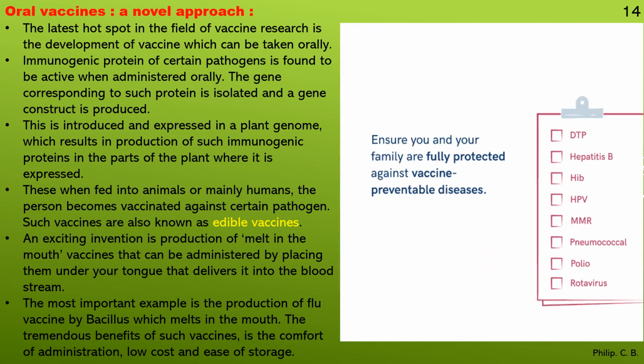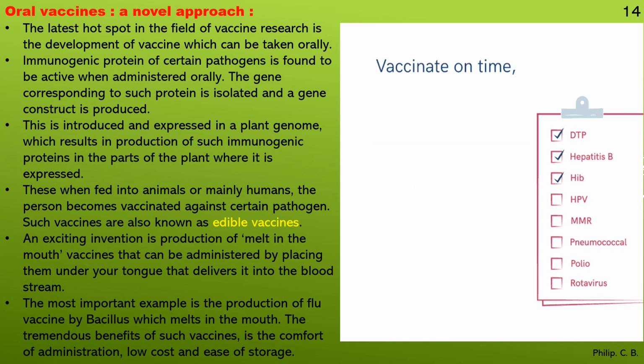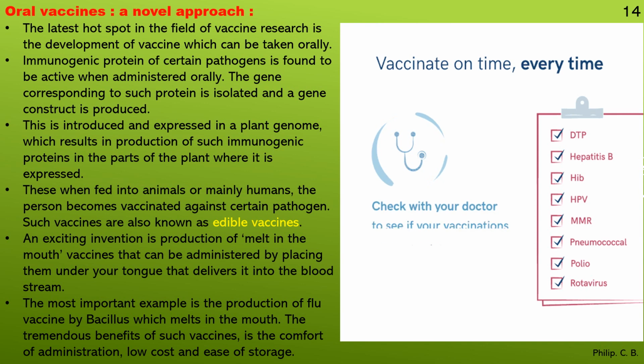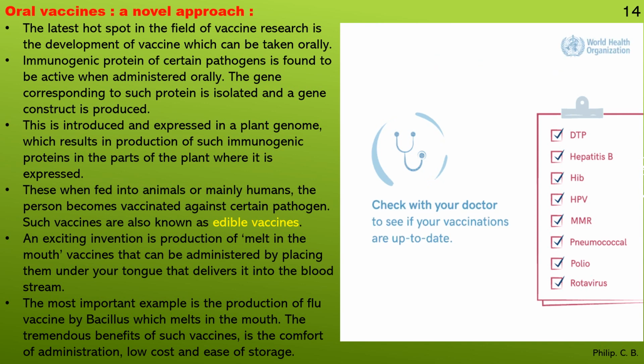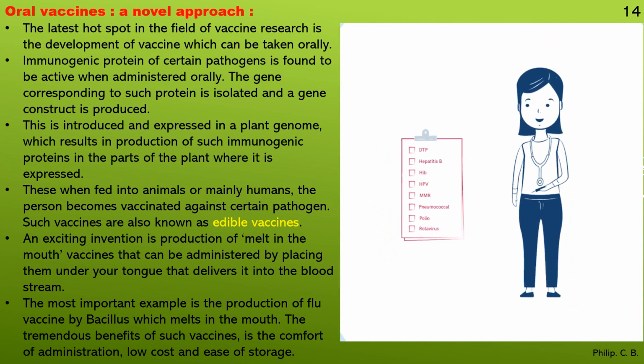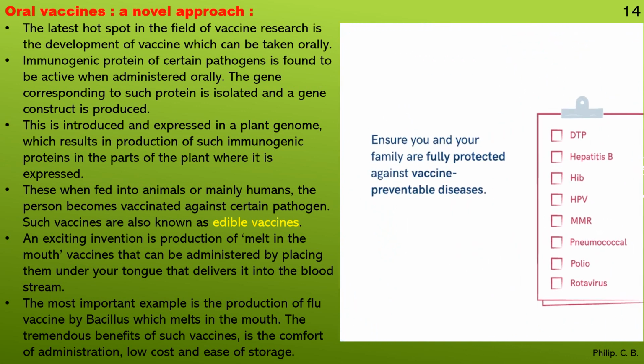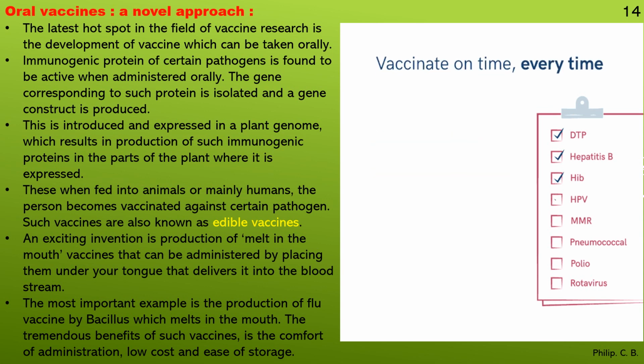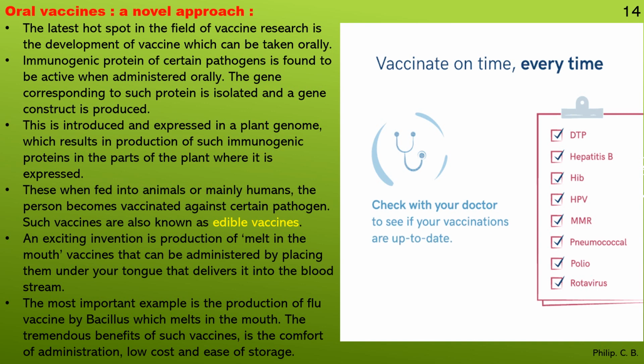Now it is very easy to understand, that is a vaccine which is kept under the tongue, it melts and directly enters into your bloodstream. Okay. Further, the most important example is the production of flu vaccine by bacillus, which melts in the mouth. The tremendous benefits of such vaccines are the comfort of administration, low cost, and ease of storage.